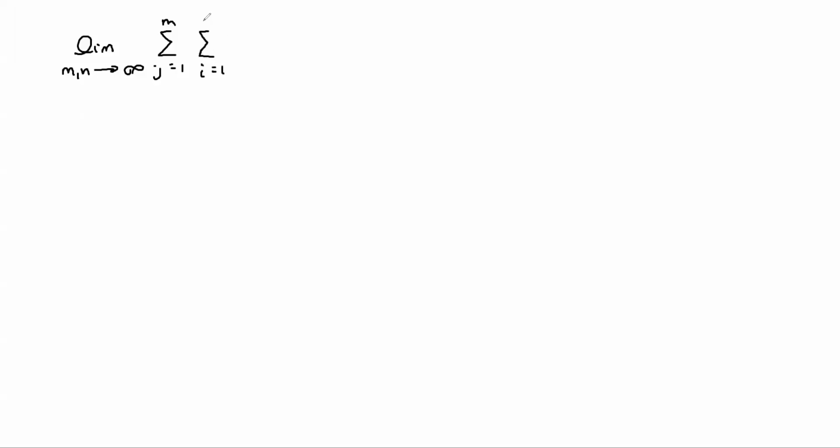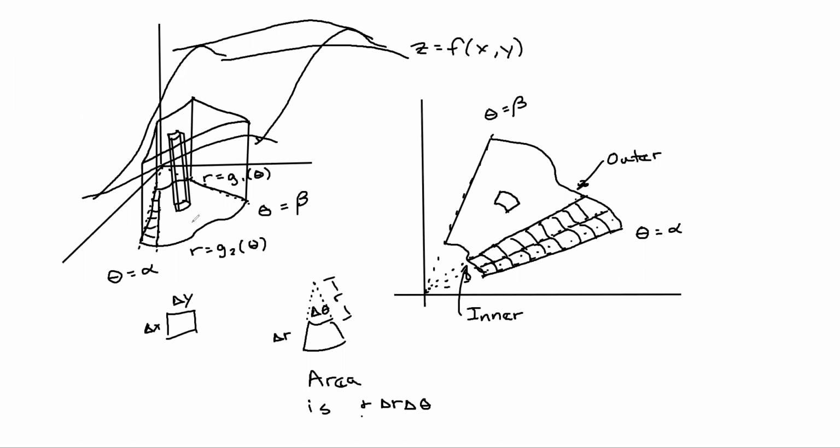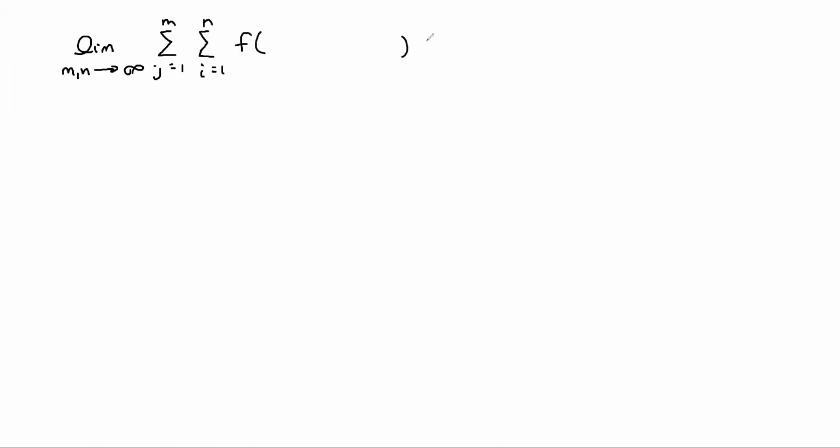I equals 1 to n. Then we're going to get f. I'm going to do something a little weird here. And then, so that's going to be the height, the z direction. That's going to be the height of my object times the base. And so the area of the base is right here. So we're going to multiply by that. So we're going to get r, change in theta.